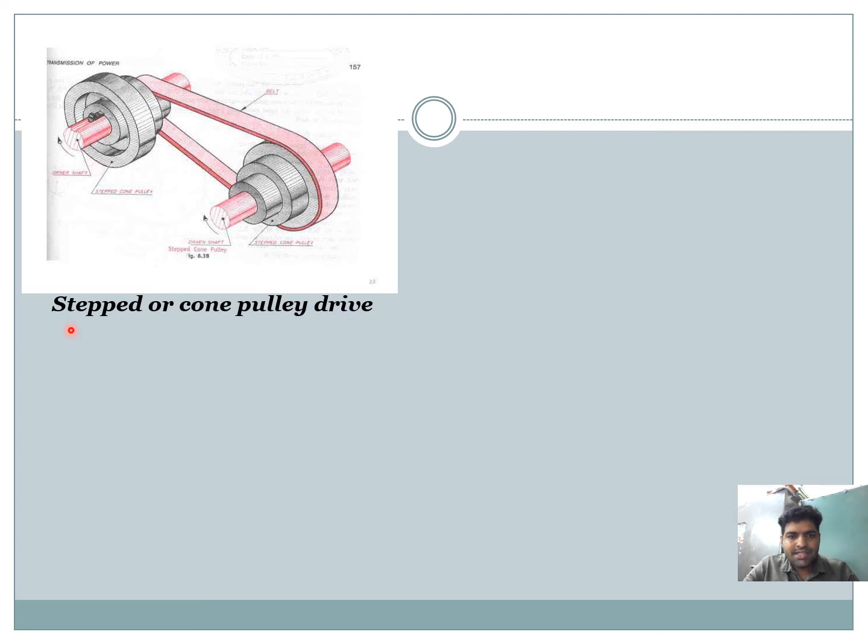This one is the stepped or cone pulley drives. Basically, these are used for changing the speed of the driven shaft, while the main shaft runs at a constant speed. This is accomplished by shifting the belt from one part of the step to another, for the requirement or adjustment of the speed.